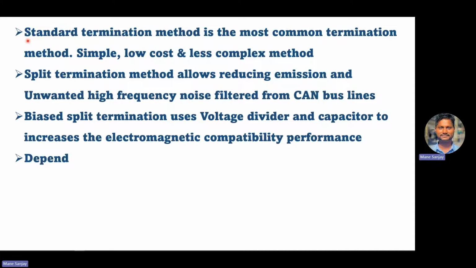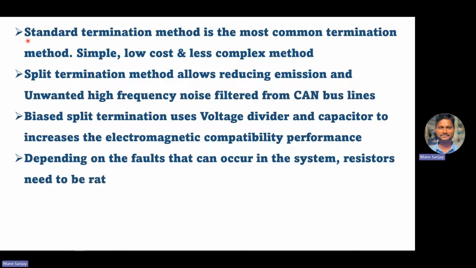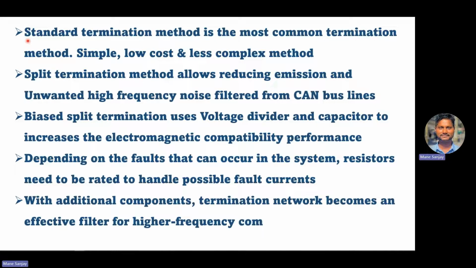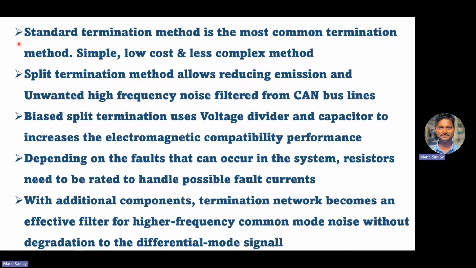In the bias split termination, depending on the fault that can occur in the system, a resistor needs to be rated to handle possible fault currents. We need to take care of the ratings of the resistors also. In biased split termination with the additional components, the termination network becomes an effective filter for higher frequency common mode noise without degradation to the differential mode signaling. That is very important. This is the beauty of this bias split termination. But if you see, the cost associated with this is high as well as the complexity.